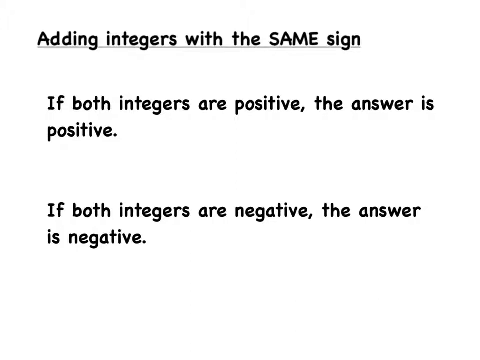So let's look at the two rules on how to add integers with the same sign. I recommend writing these down. If both integers are positive, the answer is positive. This is what we are used to seeing. For example, let's say that we have 4, which is a positive number, and we are going to add a 3, which is also another positive number. So the answer, 4 plus 3, is 7. It is a positive 7.